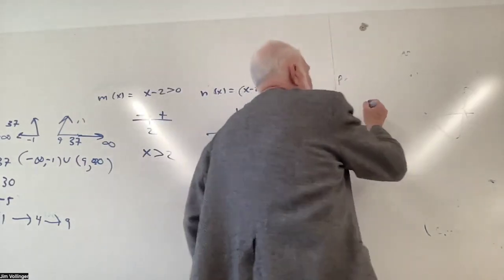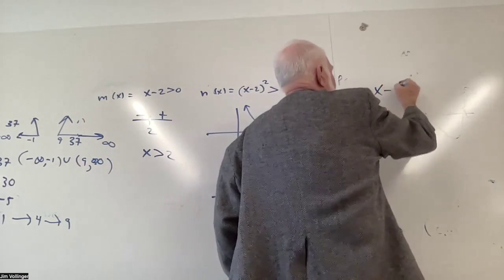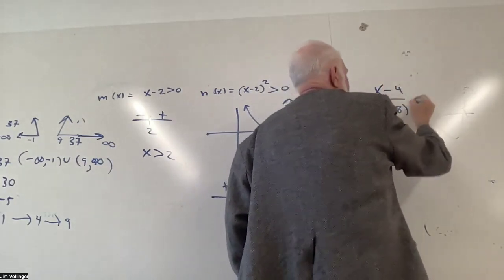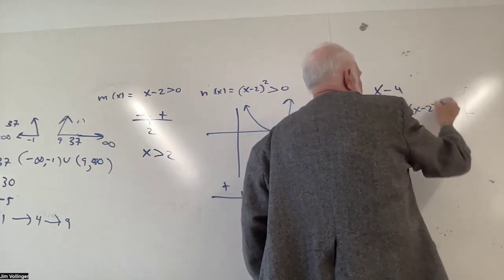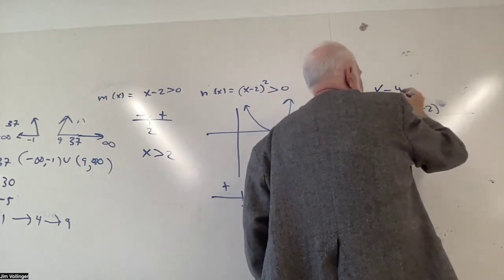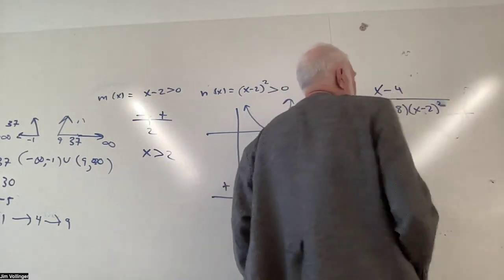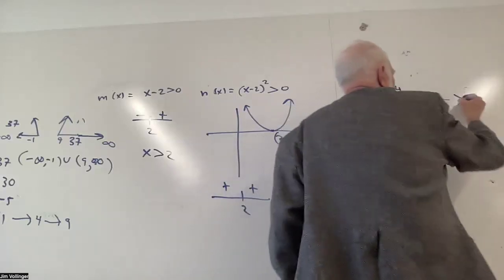All right, so when is x minus 4 over x plus 8 times x minus 2 squared? Now let's see. Do I want that one? Yeah, let's do it squared. When is this thing greater than 0?